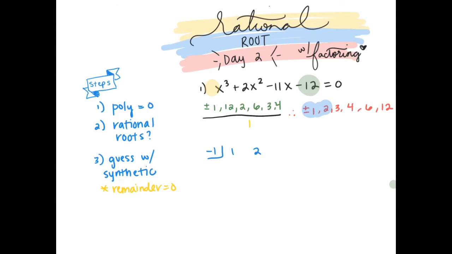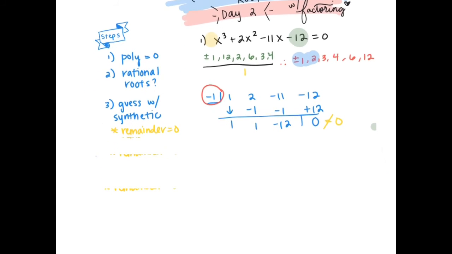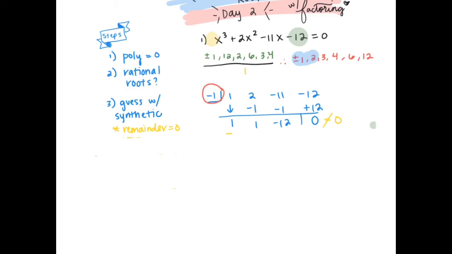So I'm going to say let's try negative 1 first. Okay, so we have negative 1, then 1, 2, negative 11, and 12. When you use synthetic division, drop the 1, multiply 1 by negative 1 to get negative 1, add 2, which is 1, and repeat that all the way down. You will notice that for this particular case, negative 1 works. Once you find one that works, you skip to step 4. So if negative 1 didn't work, then I would need to keep trying until I found one that did.